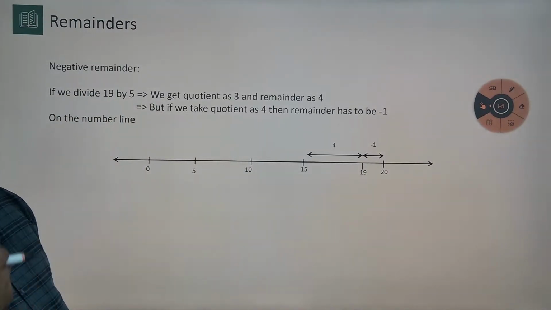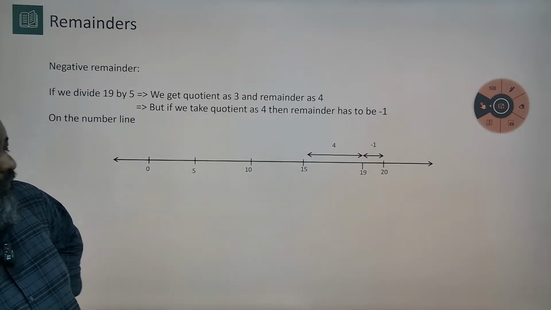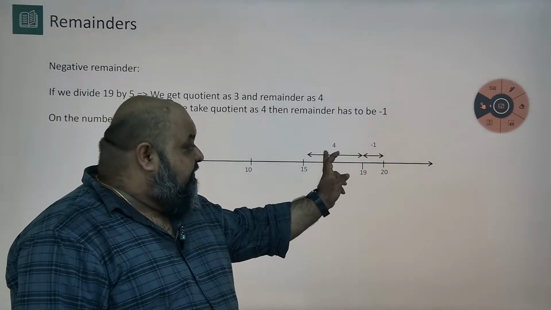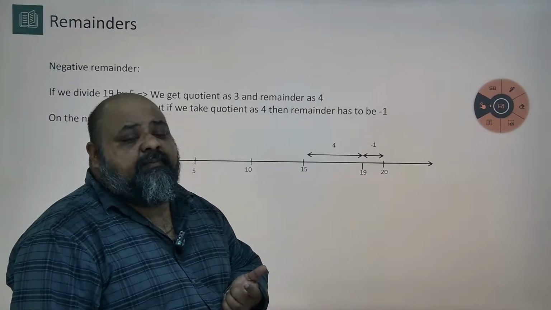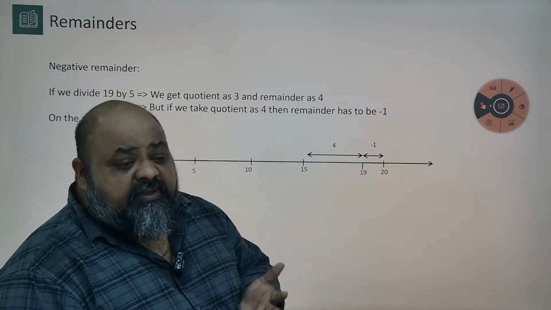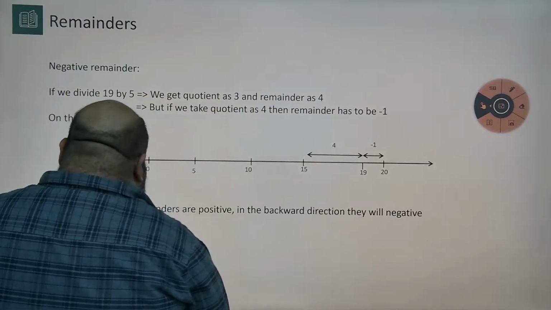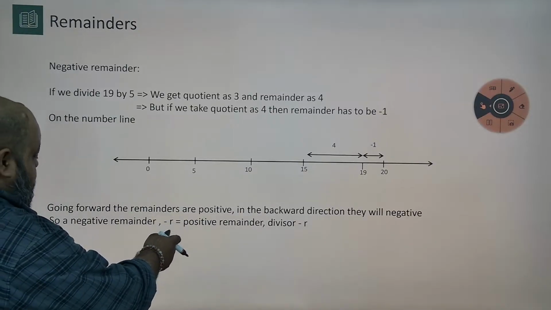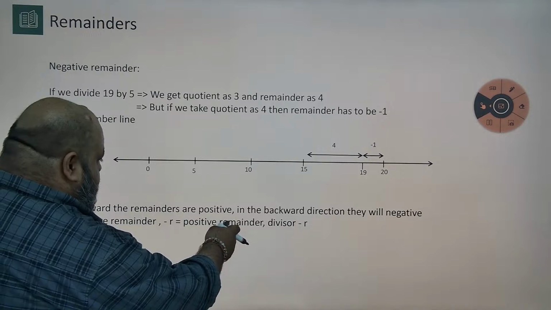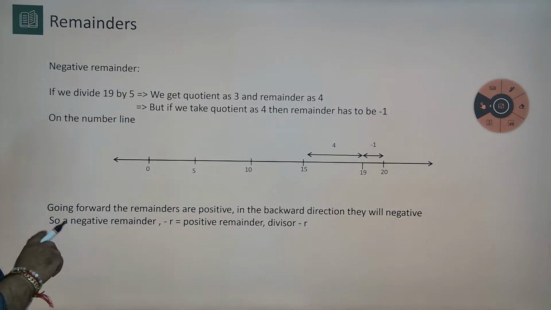But when I'm moving from 20 to 19, I'm going in the opposite direction of the number line. Therefore, it becomes negative. So for every positive remainder, there will be a corresponding negative remainder. If the negative remainder is minus 1, when divided by 5, the positive remainder will simply be 5 minus 1, that is 4. Again, without any exception, this can be done. Therefore, a negative remainder minus r is equal to positive remainder, which is divisor minus r. Again, I'll be using this for questions.